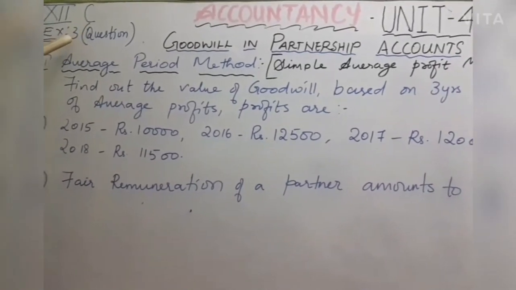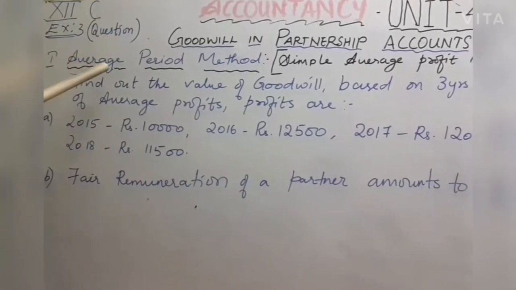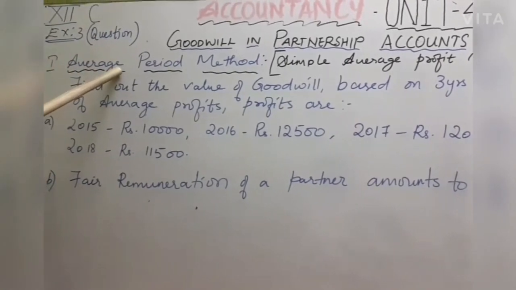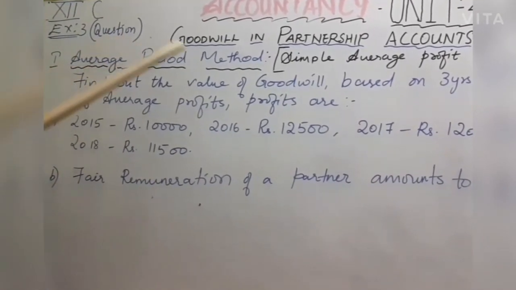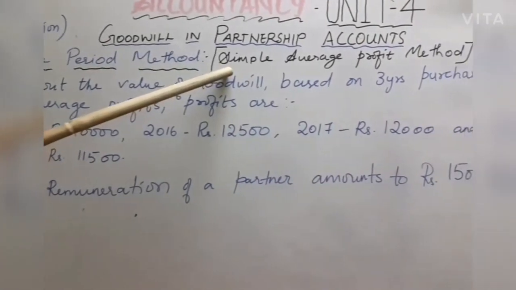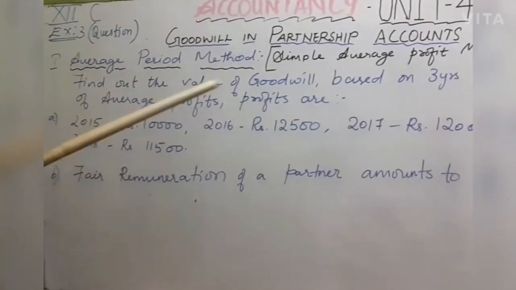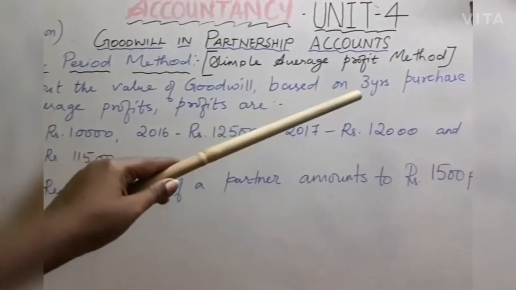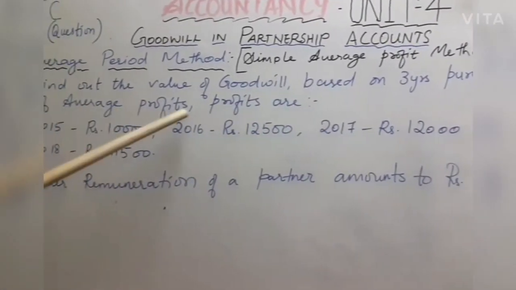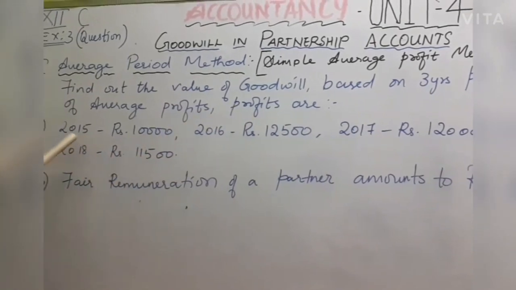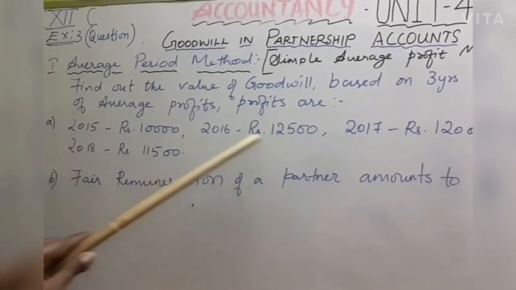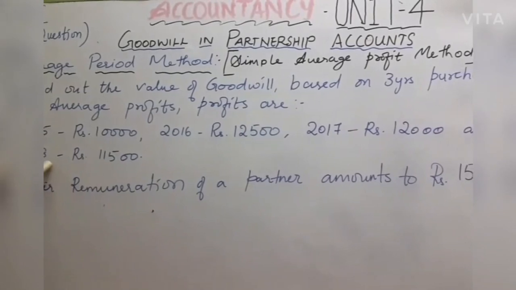Students, here is exercise 3 question for you. Once again we are going to follow average period method only. In this question also we are going to apply the simple average profit method. Okay, so what is given here in the question? You want to calculate goodwill, children, based on 3 years purchase of average profits. The profits are given here for the years 2015, 16, 17 and 18.